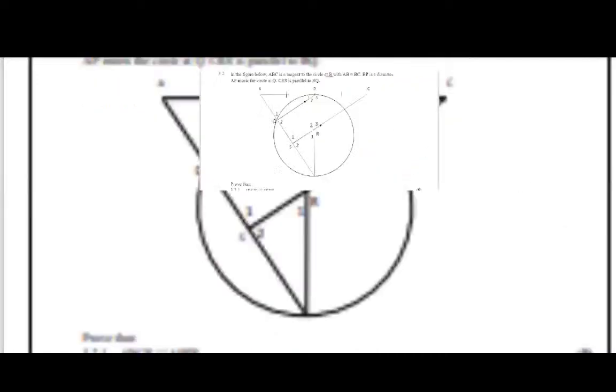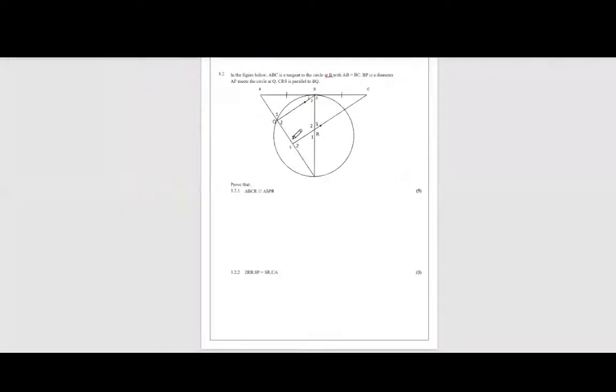Let's just make it a little bit smaller. And then AP is going to meet, where's the AP? This is AP, meeting the circle at point Q. So this is meant to be a P. CRS is parallel to this. That's been indicated for us.